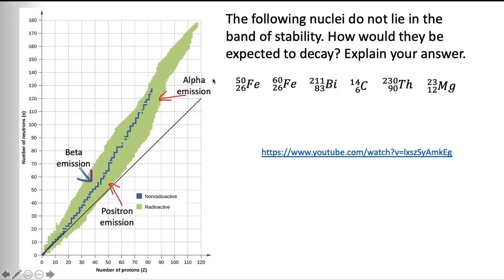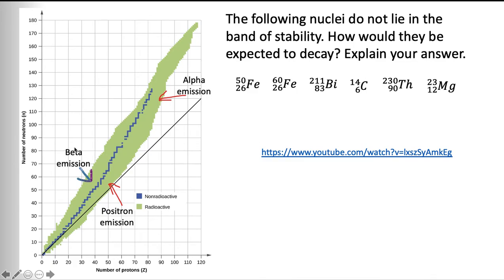Why is that? Because every time an alpha particle is released, they reduce their Z number, the number of protons, by 2, and therefore they can quickly get to this band of stability line. So anything up here is going to undergo mostly alpha emission because they quickly reduce both the mass number by 4 and the atomic number by 2. Heavy elements, with Z number larger than 83 or so, decay mostly by alpha emission.